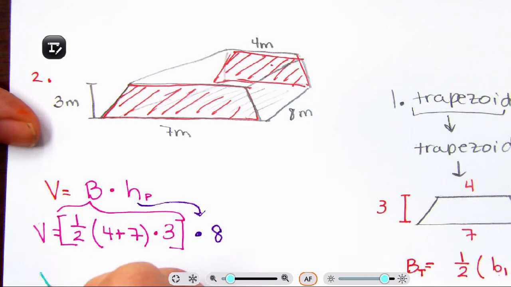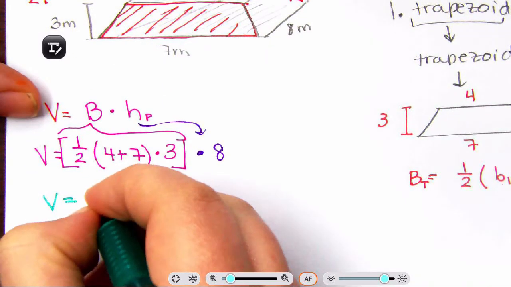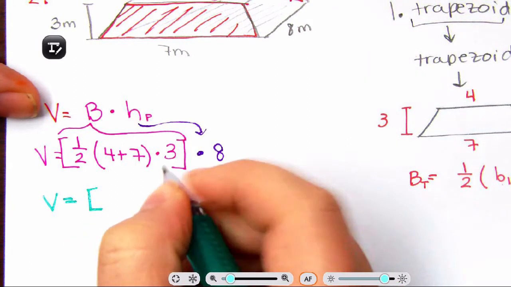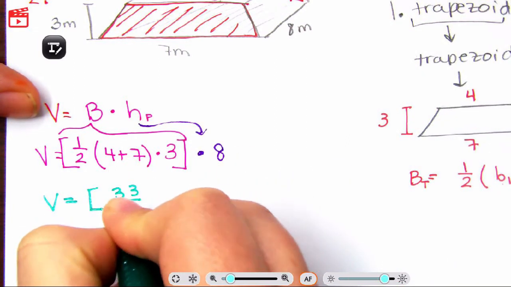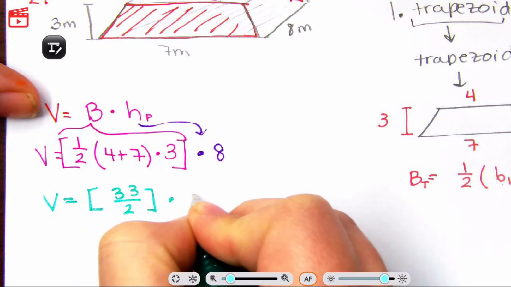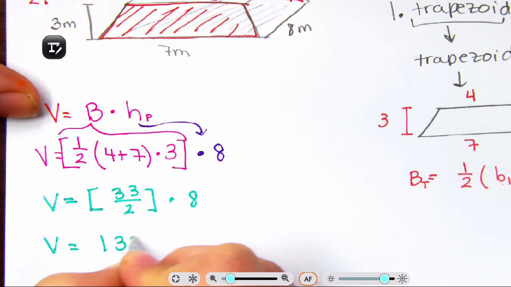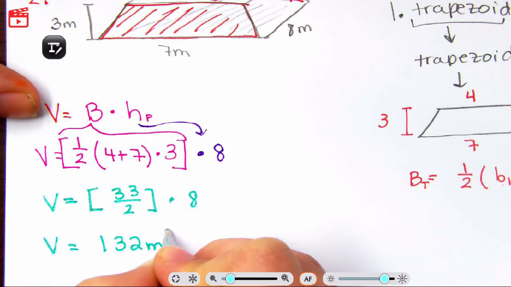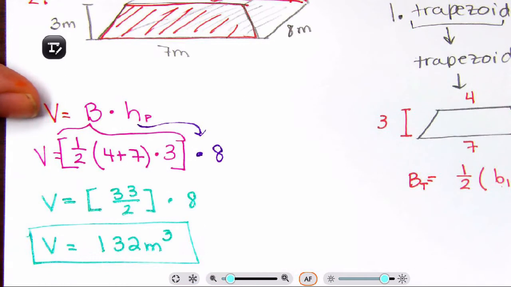So, okay, we use our fancy dancy calculator here, and you can do this in steps if you want. So we're going to multiply everything out here, and that gives us 33 over 2 times our 8. So our volume is 132 meters cubed. Again, make sure that you are using your units of measure. Make sure you are cubing those units of measure.